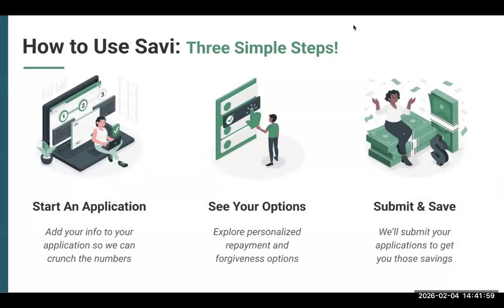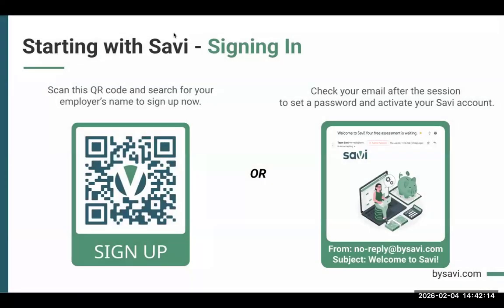So, three simple steps to get started. You're going to start your application, and then from there, you see your options, and then you start submitting and saving. So, I think I just have a few screenshots of the Savvy tool and what it looks like to get you a little bit more familiar before you get started.